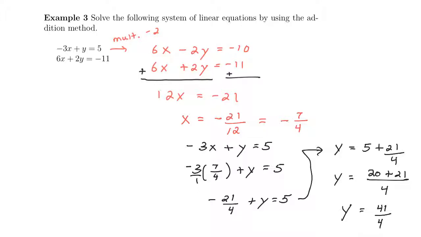Here's our answer. I have both an x and a y value. My x value is negative 7/4. My y value is 41/4, and this is my final answer. What this means is, if you were to graph these two lines, they would intersect, and the place that they intersect would occur at this point over here.